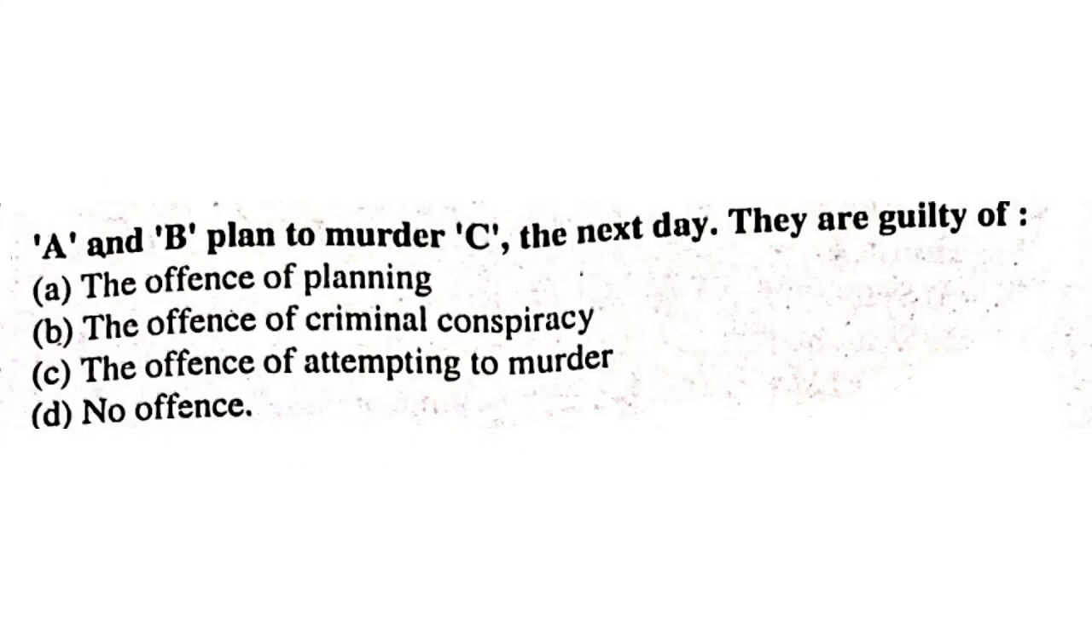A and B plan to murder C. The next day, they are guilty of the offense of planning, the offense of criminal conspiracy, the offense of attempting to murder, or no offense. A and B, both are two persons. They are planning to murder C. It is a criminal conspiracy. The offense of criminal conspiracy. The option is B.